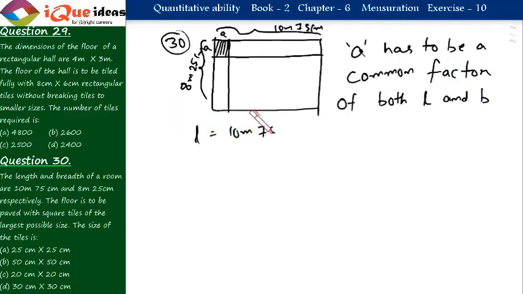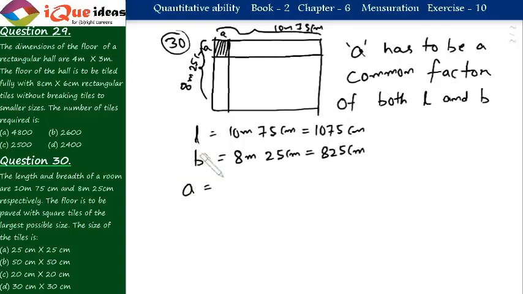So we have L equal to 10 meter 75 centimeter, which is 1075 centimeter. We have B equal to 8 meter 25 centimeter, so it is equal to 825 centimeter. Now we need to find A as the common factor. Also we need to find the largest square tile. Hence A has to be the largest common factor. That means A has to be the HCF of L and B. Right? A has to be a common factor of both L and B, and A has to be the highest common factor.